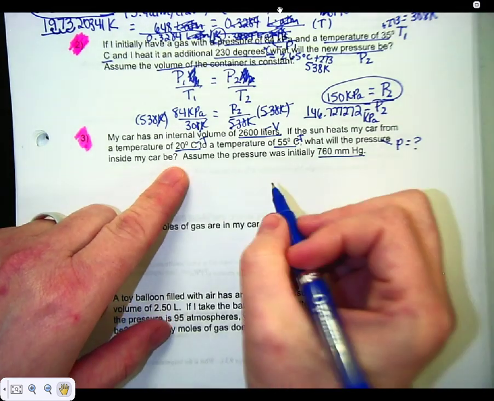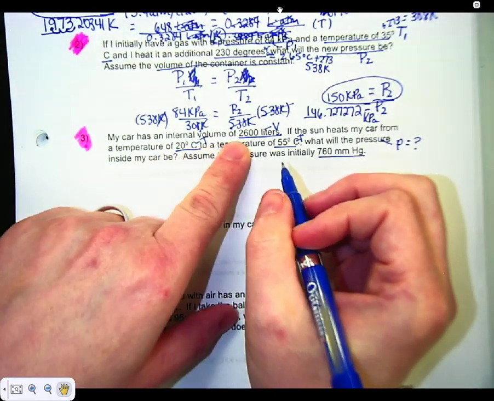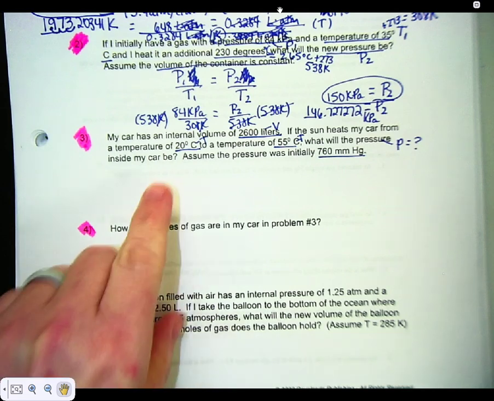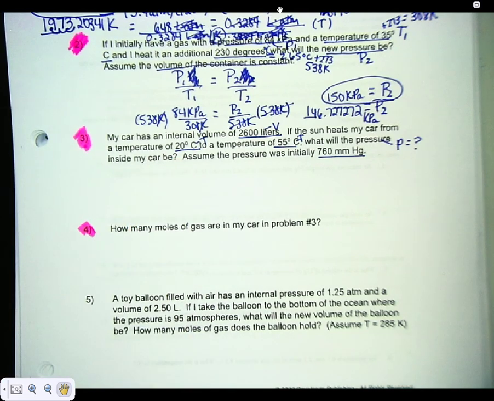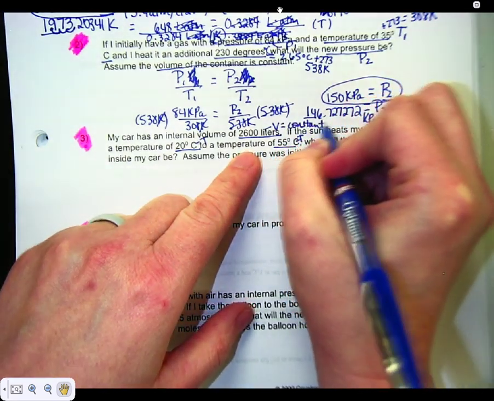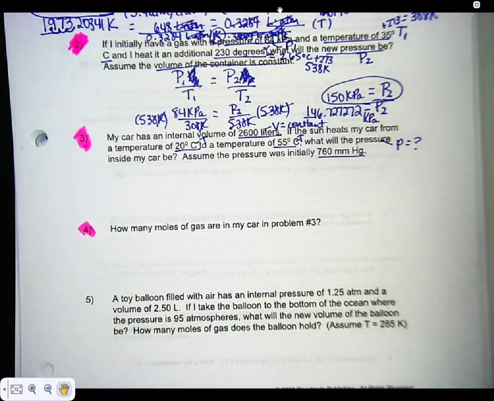Okay? So my car has an internal volume of 2,600 liters. So here's my question. The volume is 2,600 liters. Does the volume of your car change when it heats up from 20 to 55? No, it doesn't. So pretty much this is a constant. The volume of your car, 2,600 liters, doesn't change no matter how hot you get it. If you heat it from 20 degrees Celsius to 55 degrees Celsius, the volume of your car is still the same. So therefore, V is constant.